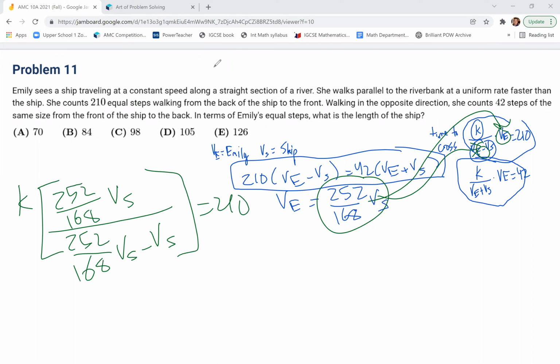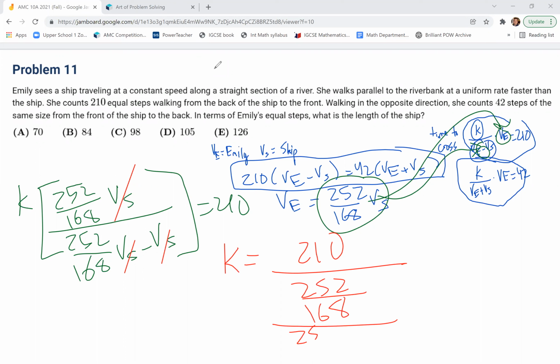And now notice how the VS's can cancel out, right? This cancels, cancels, cancels. So we're basically left with K equals 210 over 252 over 168 over 252 over 168 minus 1, right?